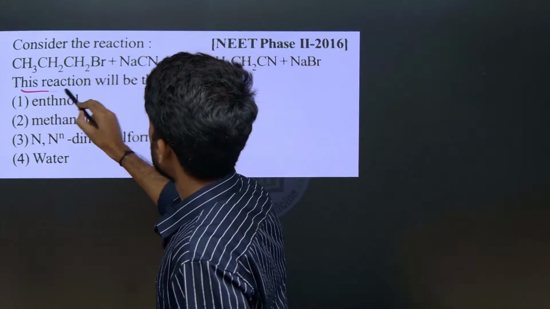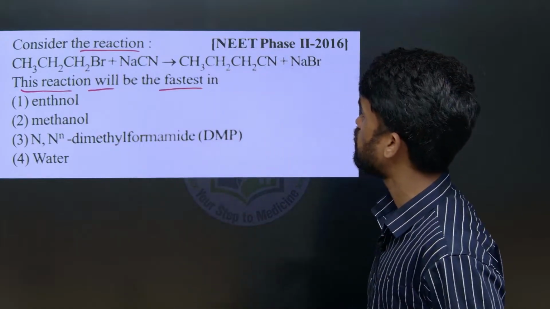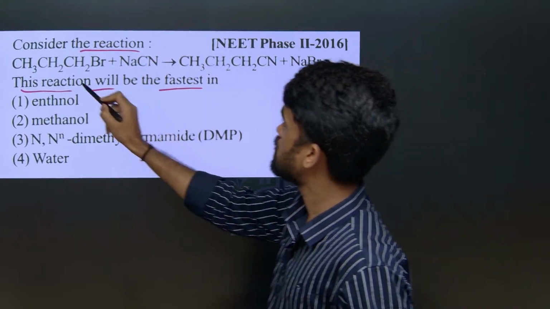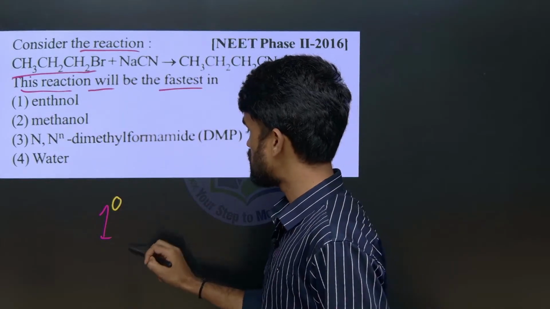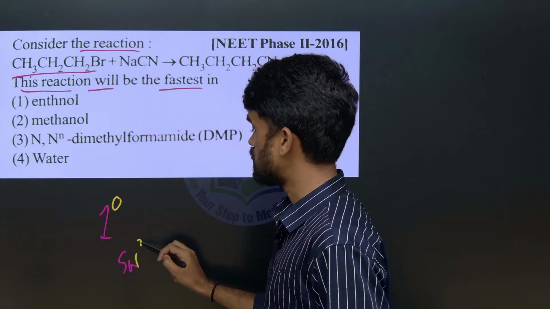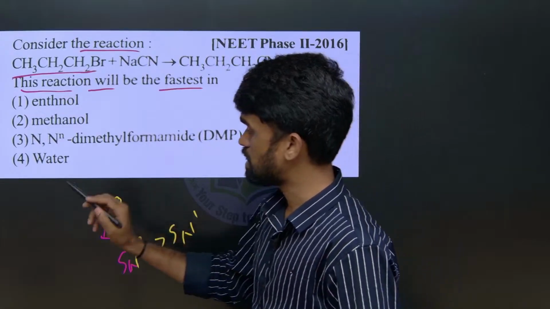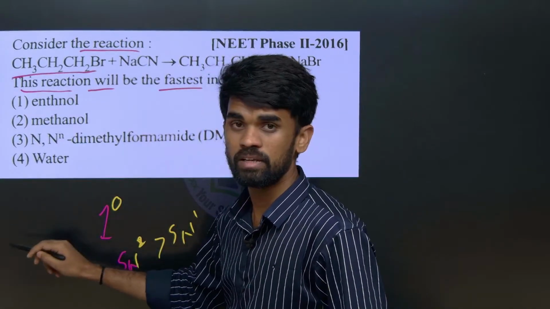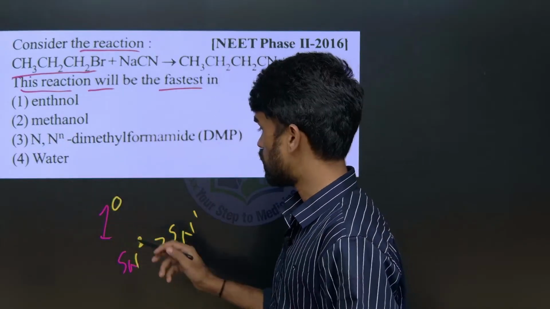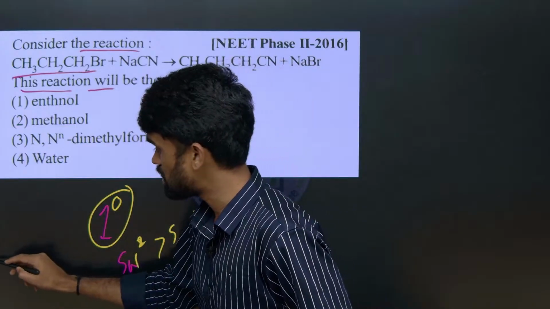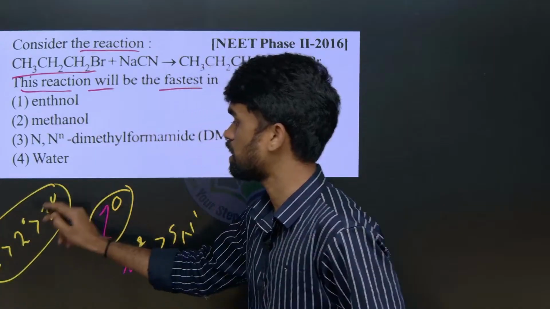Next, consider the reaction. For this reaction will be fastest in, yes. See, this is a primary alkyl halide now. So for primary alkyl halides, SN2 is favored over SN1. See, it will be reverse. For SN1, I told you 3 degree, 2 degree, 1 degree is the order of reactivity. For SN2 reactions, it is 1 degree, 2 degree and 3 degree. This is the reactivity order, okay.